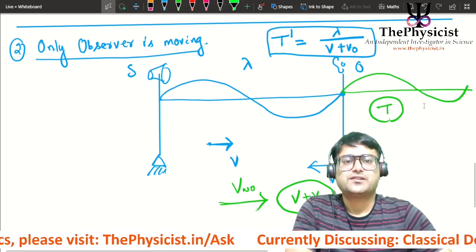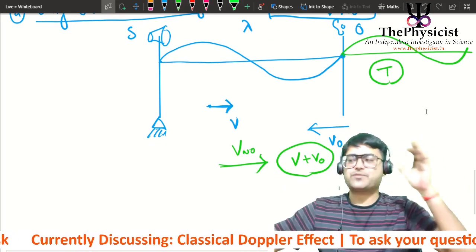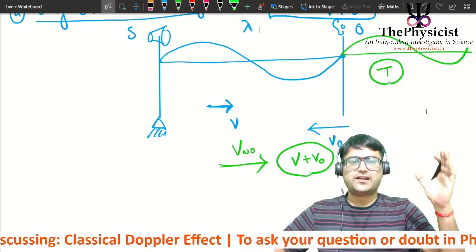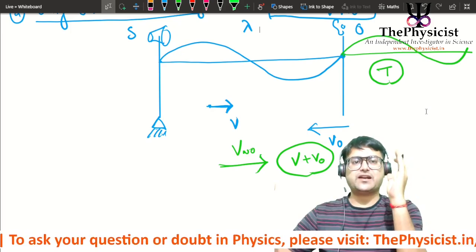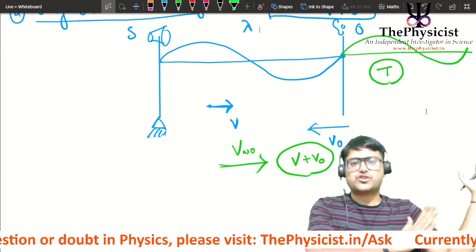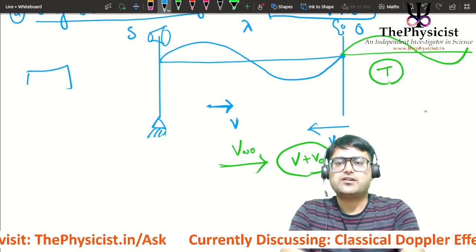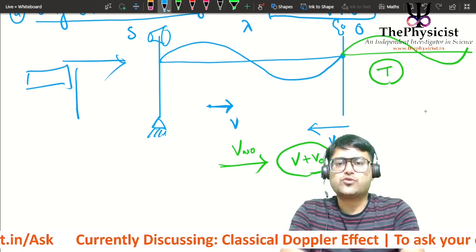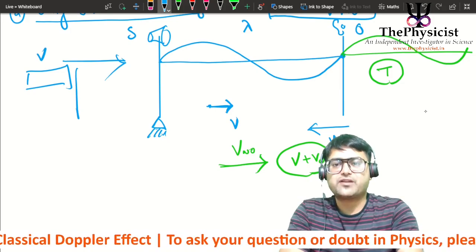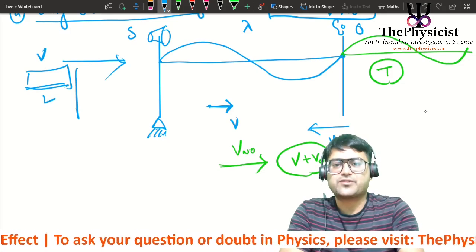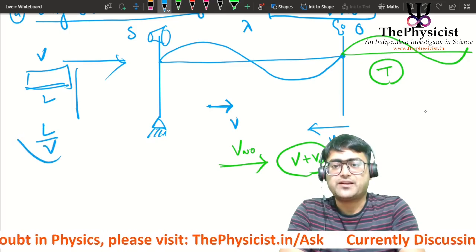That's it, right? This is the time period that will be taken. Imagine there is a long train. If you are standing at a particular place and the train moves across you, how much time will the train require to totally cross? It will require the length of the train divided by the speed of the train. So length by speed, right?